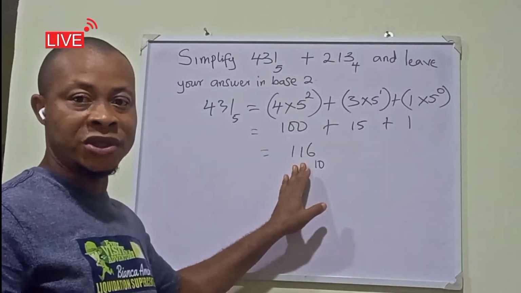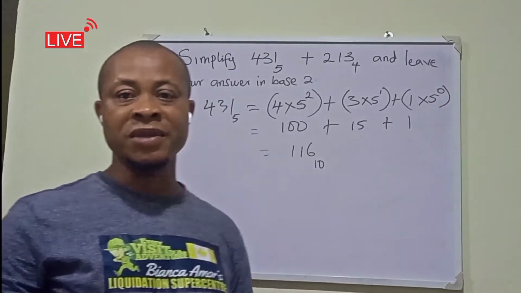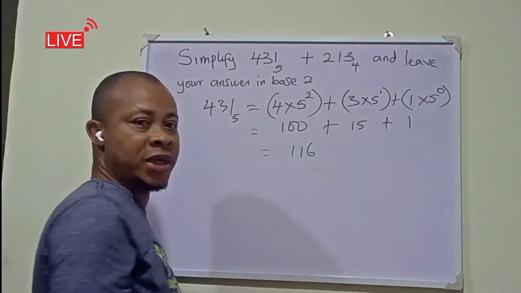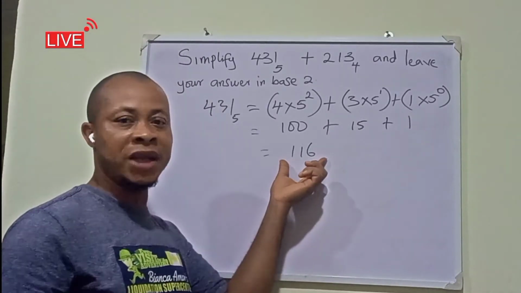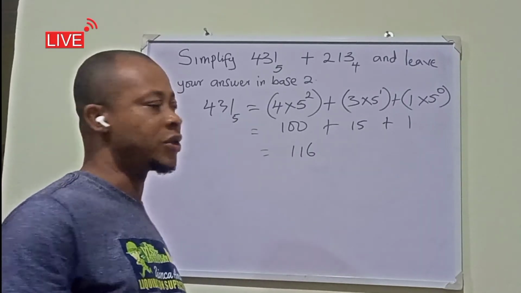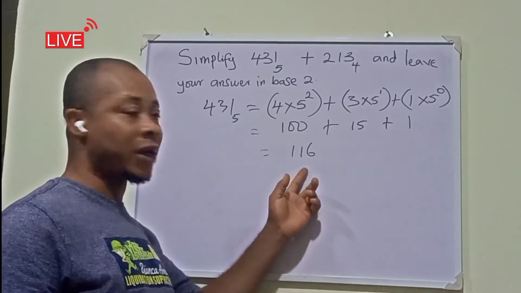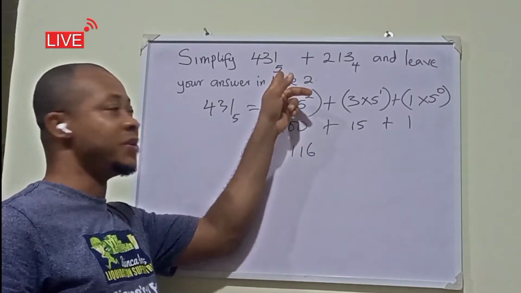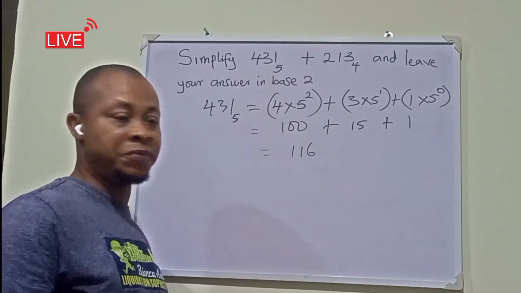Base 10 is otherwise called decimal number. That is why sometimes some people don't bother to put base 10. Anytime you see a number written like this without any base, it means it is base 10 automatically. So you can comfortably call it 116. But you cannot call this 431 because it's not in base 10. That is as simple as that.